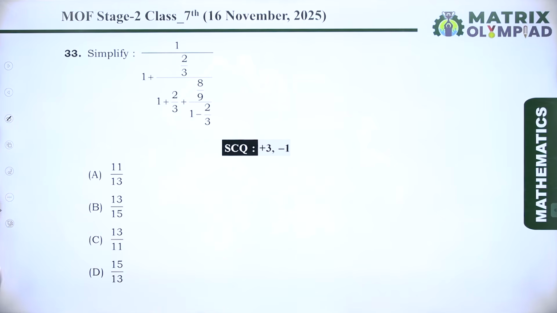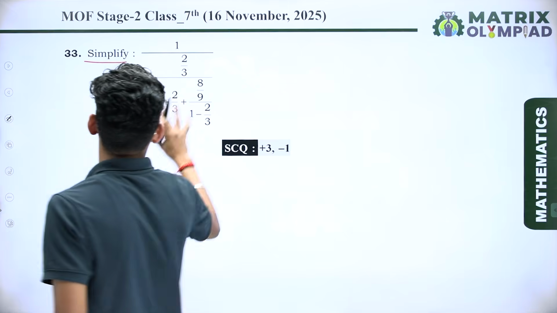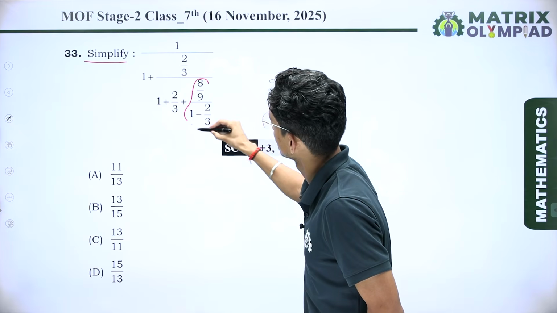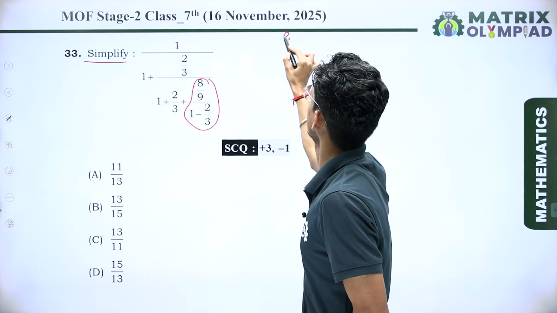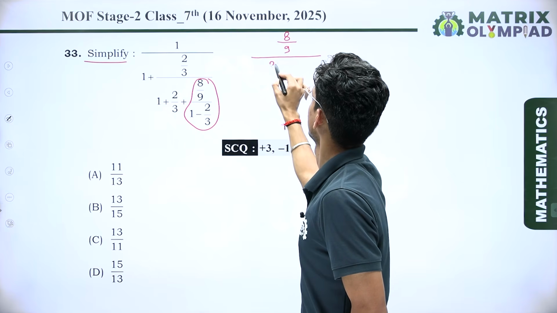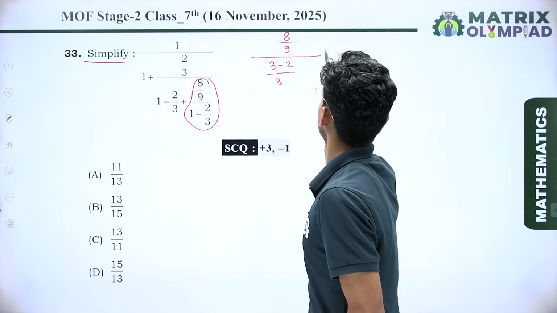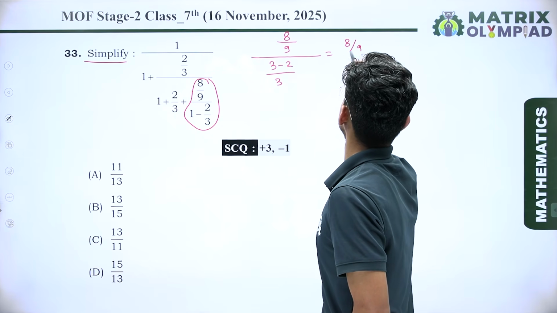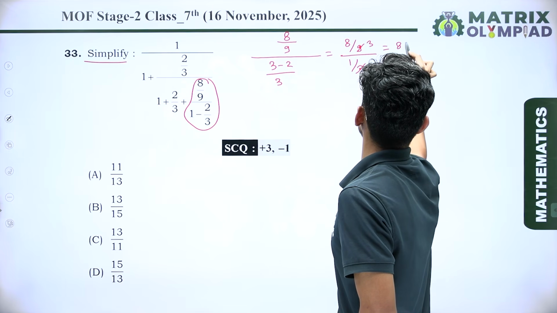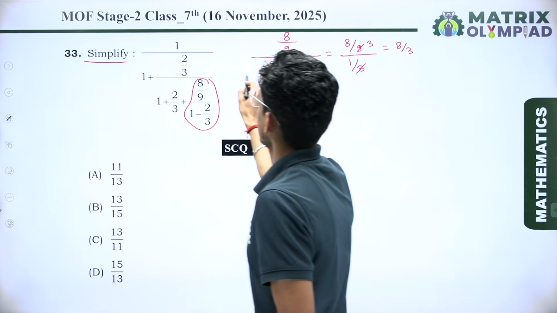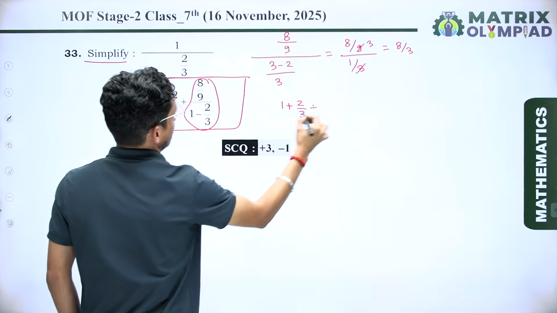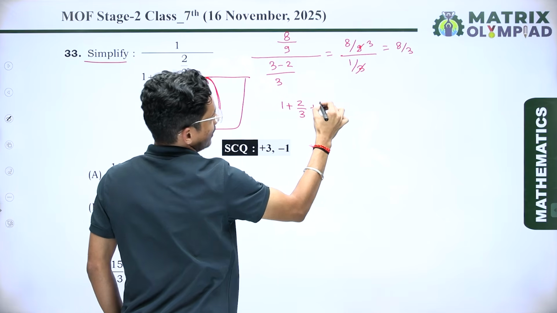Now the next question: we have to simplify this one. For simplifying this, first we have to simplify this part. So I can write 8 upon 9 divided by 3 minus 2 upon 3. So here 8 upon 9 divided by 1 upon 3. So 3 times 3 is 9. It means here we get 8 upon 3. So this part is 1 plus 2 by 3, and the solution of this one is 8 by 3.